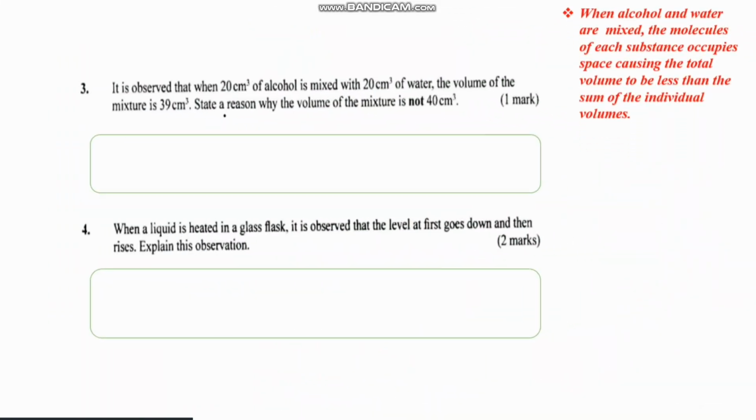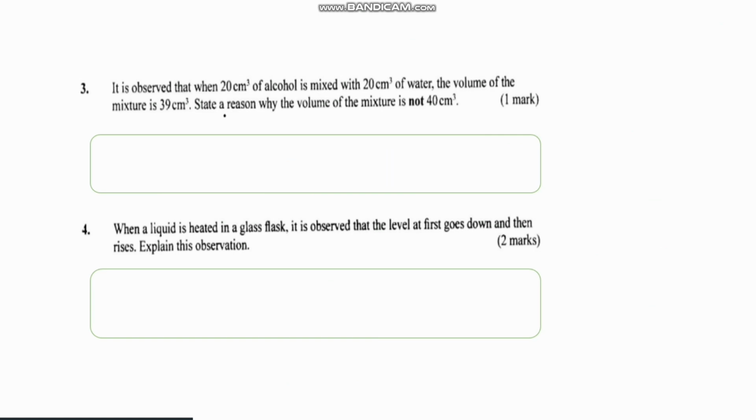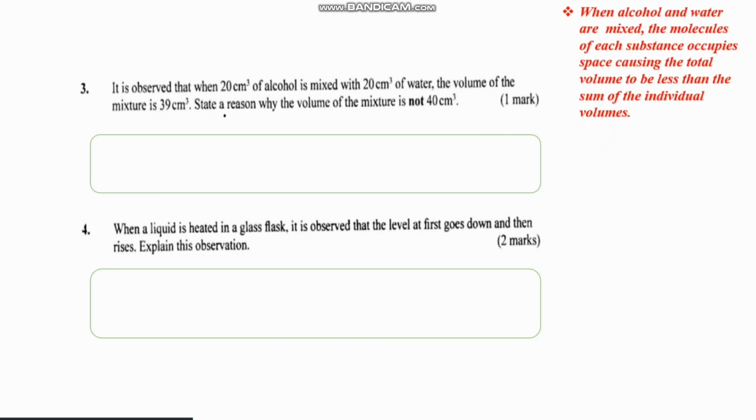The third question reads: it is observed that when 20 cubic centimeters of alcohol is mixed with 20 cubic centimeters of water, the volume of the mixture is 39 cubic centimeters. State a reason why the volume of the mixture is not found to be 40 cubic centimeters. So when alcohol and water are mixed, the molecules of each substance occupy space, causing the total volume to be less than the sum of individual volumes.